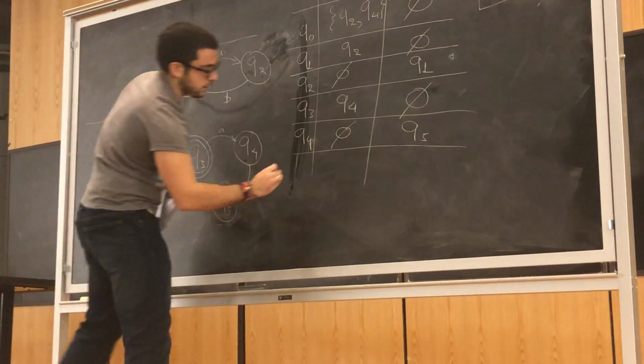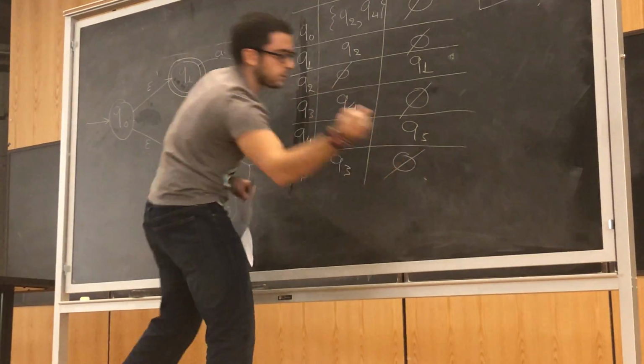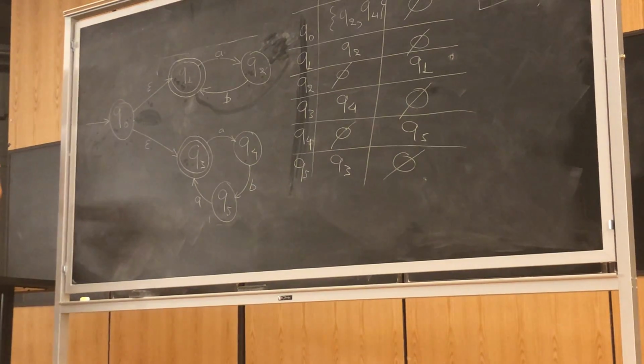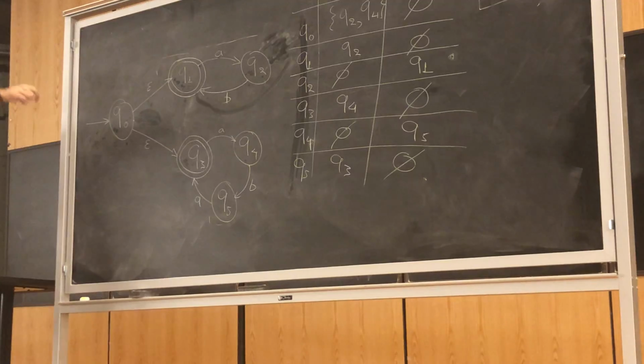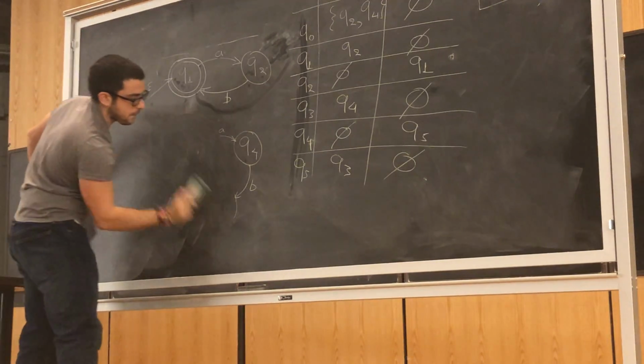Q5, A, Q3, B, nowhere. And I'm done. I defined all my states. I have all the different input symbols. I have all the possible next states, and I'm done. This is a transition table for the NFA. Okay? Now, using this one, I will construct the transition table for the DFA.